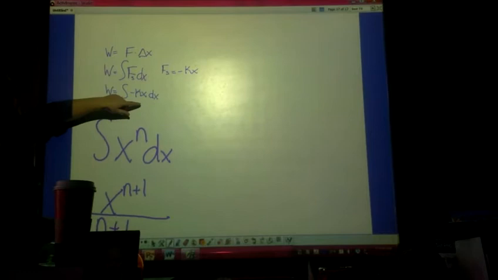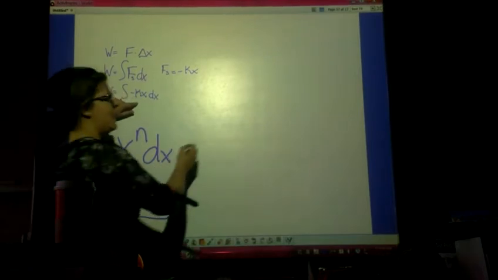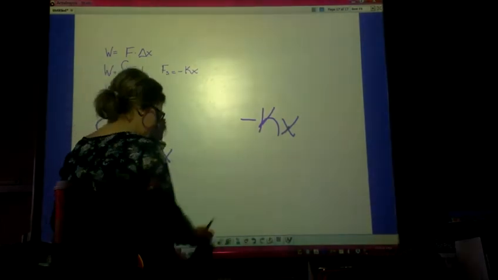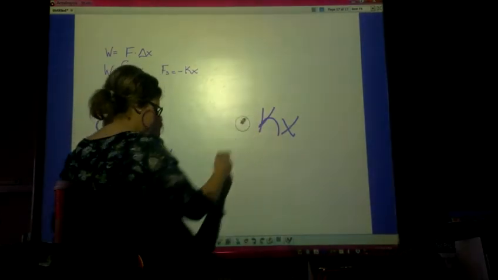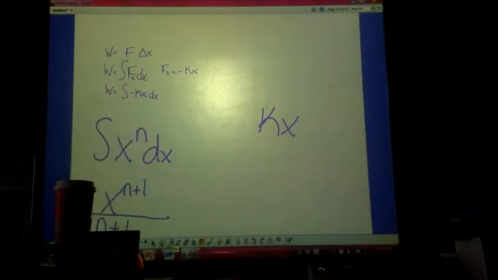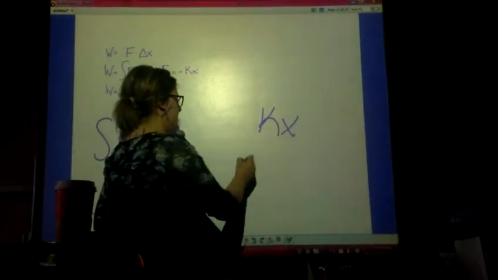So what does that mean? Right now I just want to think about negative kx. I'm not going to integrate a negative, so actually let's just take that negative out. I want to try to integrate kx. It's going to be the opposite of a derivative. So k is just a constant, so I'm really just integrating x.